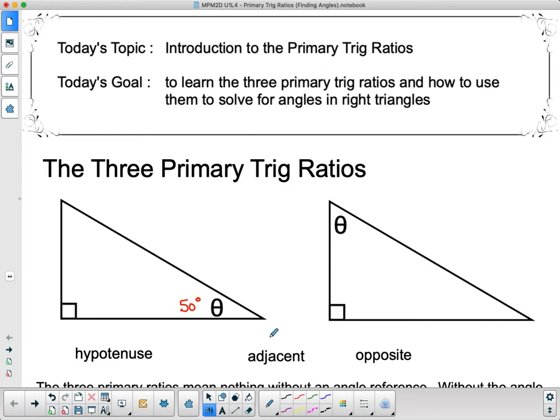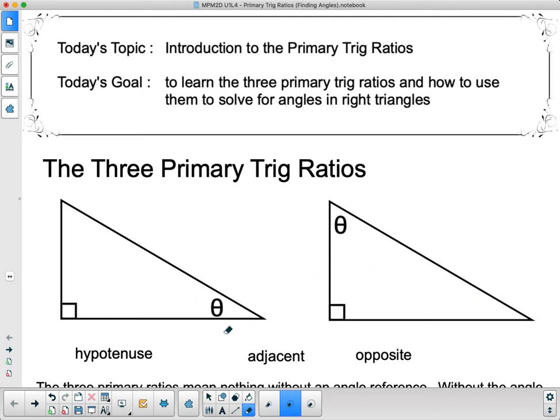So when we're going to use the three primary trig ratios, there's a little bit of terminology that we need to get into first. And that's what we're going to learn today. We're going to learn the three primary trig ratios and how to use them to solve for angles in right triangles. So let's go through the terminology here first.